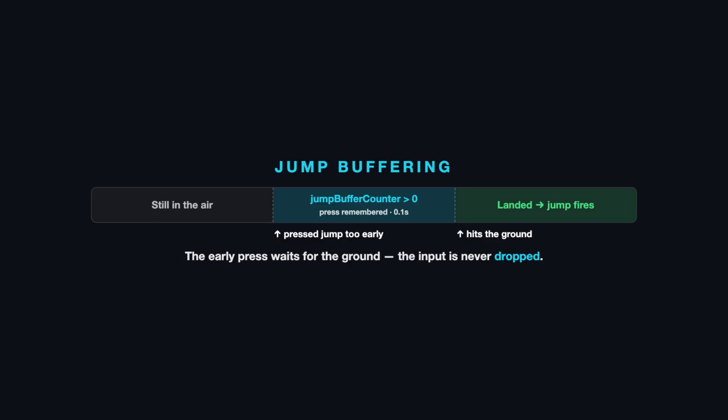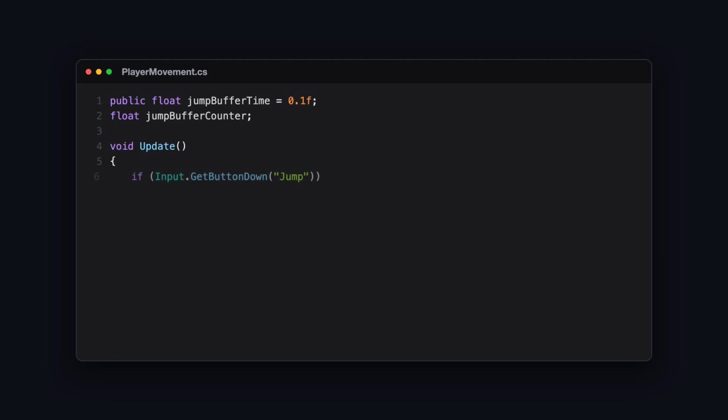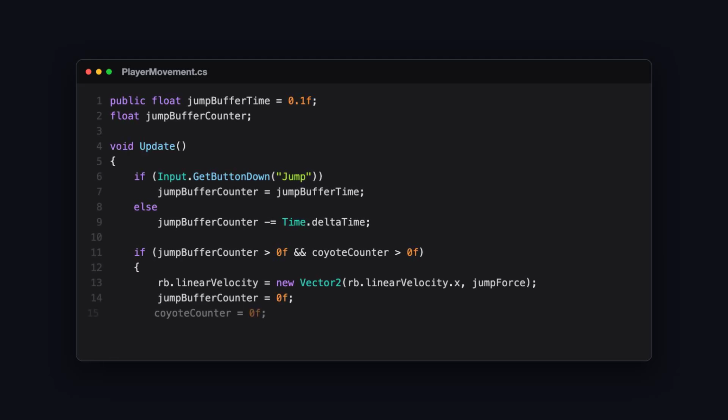When input.GetButtonDown fires, we do not jump immediately. We set jump buffer counter to the full buffer time. Otherwise, every frame, we count it down with time.deltaTime. So a press is remembered for 1/10 of a second. Now the jump condition checks both counters together, jump buffer counter greater than 0, and coyote counter greater than 0. When both are alive, we jump, then zero both counters so it fires only once.